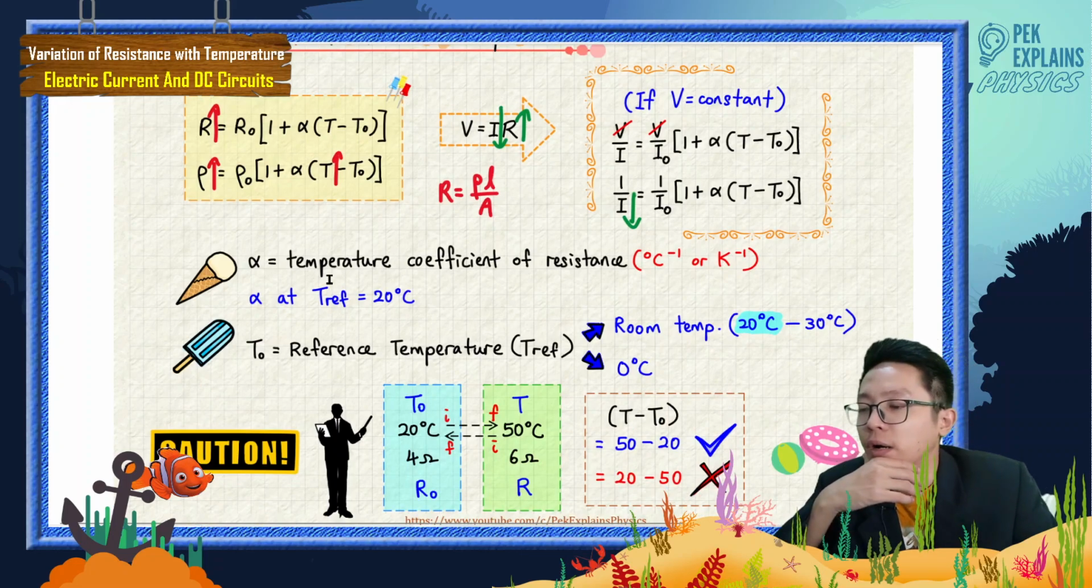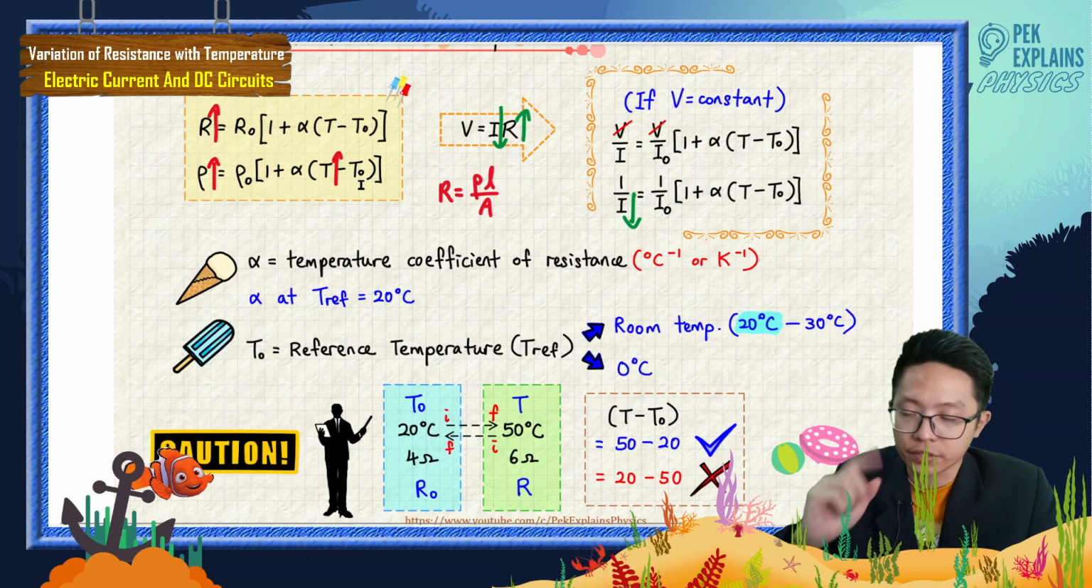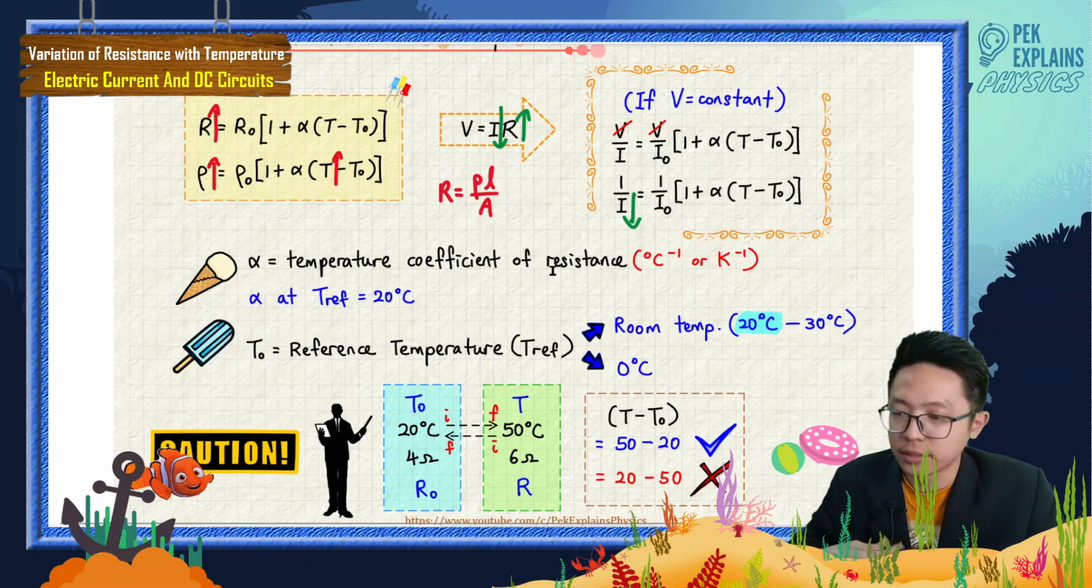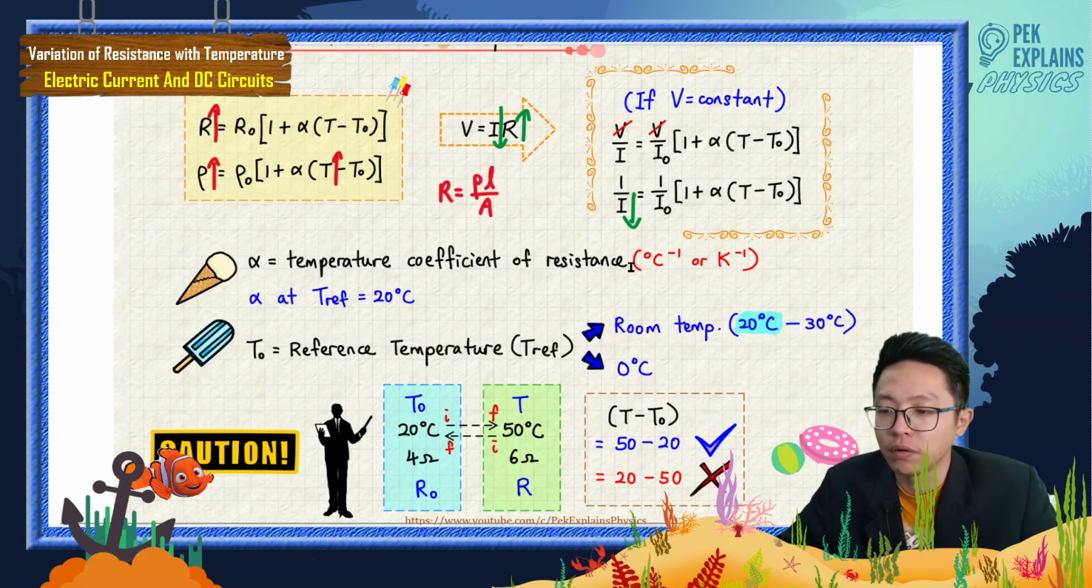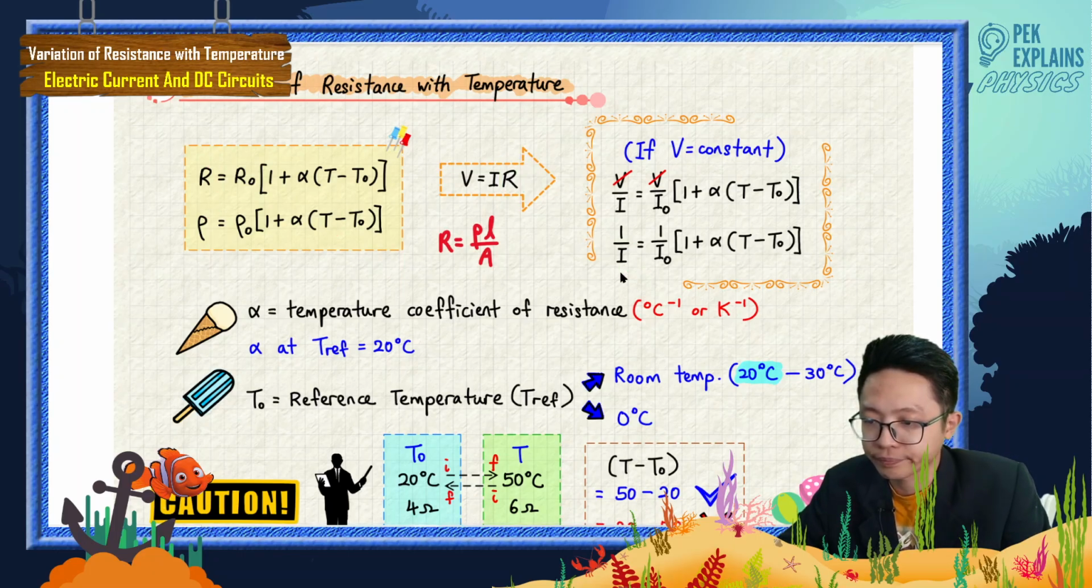Okay, now what is all this alpha? What is the T naught? This is very important. First of all, what is alpha? Alpha is known as the temperature coefficient of resistance. So maybe I should write off all this, so that it's not messy at all.